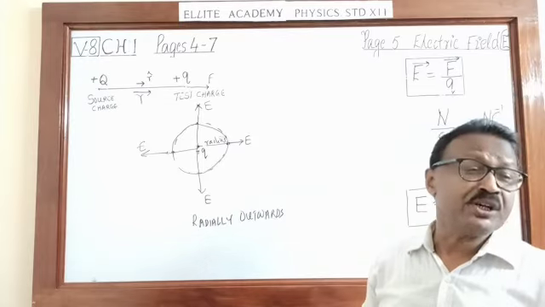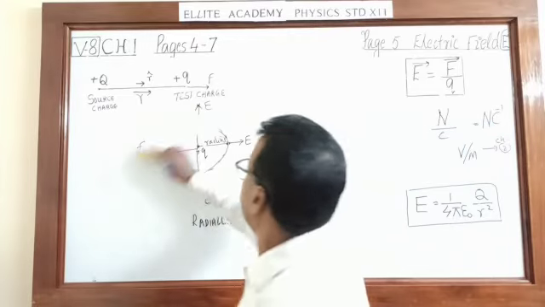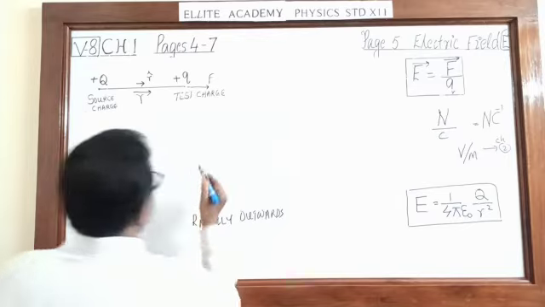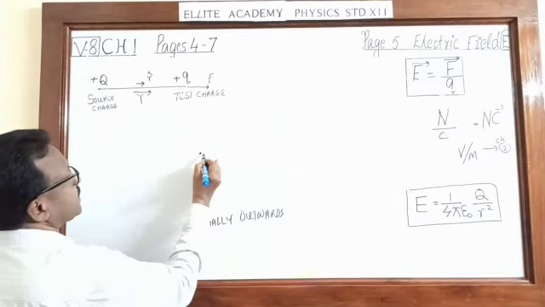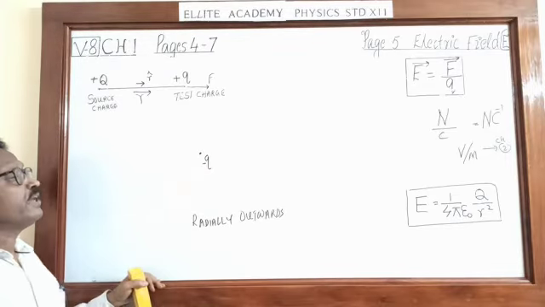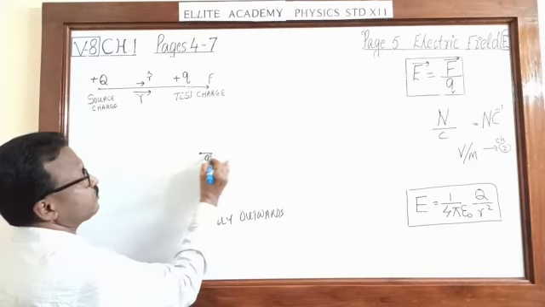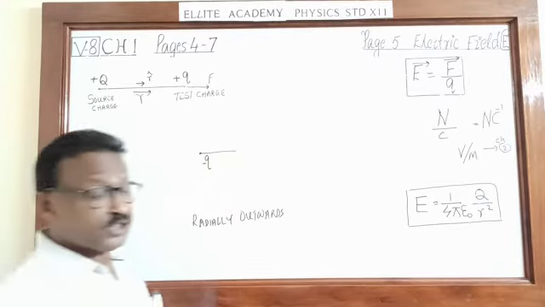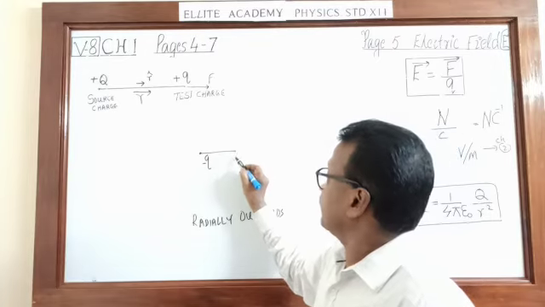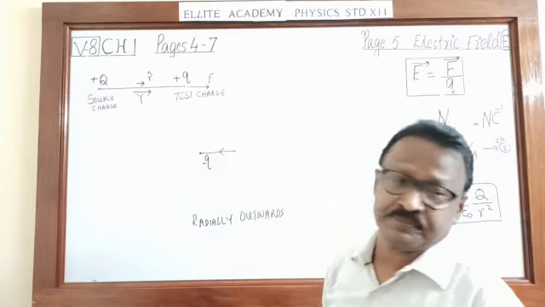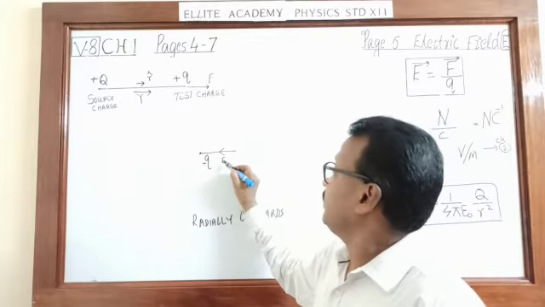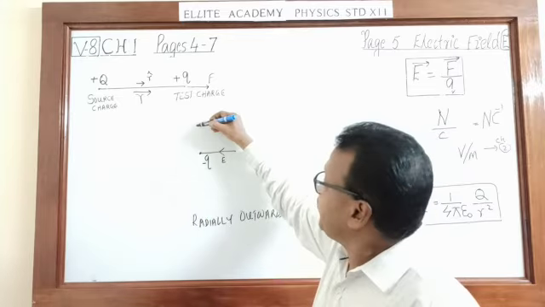What will be the electric field due to a negative charge? I rub it off and clarify. I have a charge, small q or capital Q, minus q. How do I find the electric field at a point? I want to find the electric field at this point. What will I do? I'll keep a positive test charge. Will it be attracted or repelled? Attracted. So what is the direction of the force? Attraction. What is the direction of the electric field? Towards the charge. Let me keep another one here.